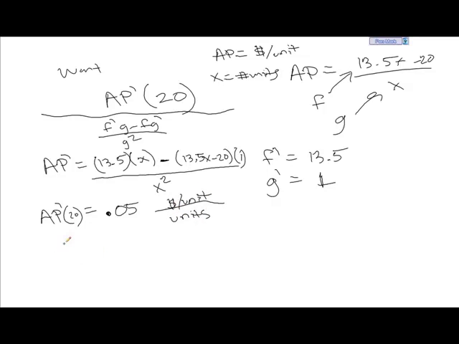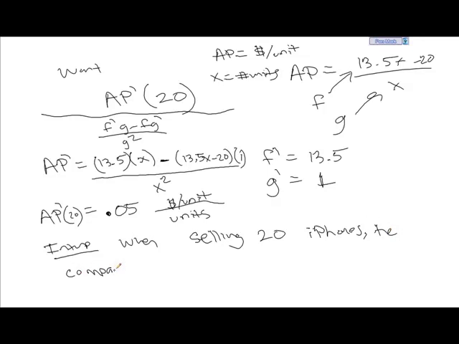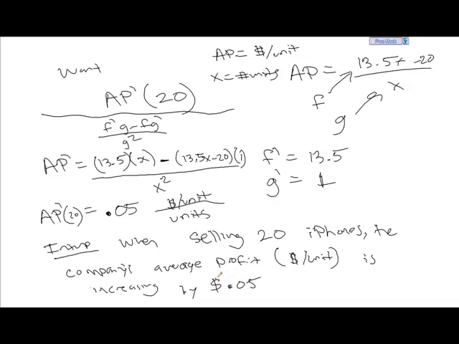So what does this say? This says when selling 20 iPhones, the company's average profit, which is measured in dollars per unit, is increasing by 0.05 dollars per additional unit sold.